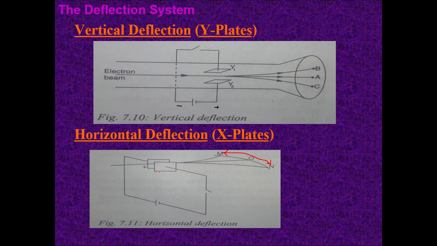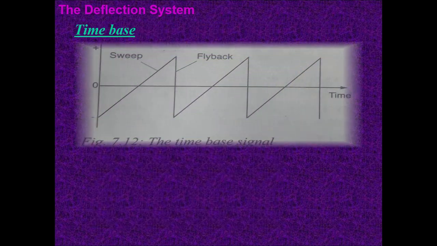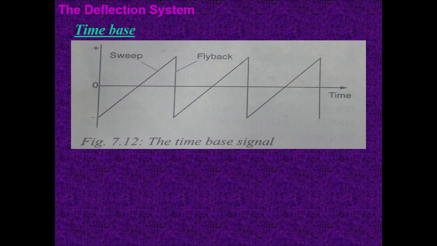Now, in the CRO, a voltage varying, as in the figure that you're going to see next, is applied to the X plates from a special circuit known as the time base. Let us introduce that. Time base. If we have this particular diagram, that simply gives us the graph of what we term as the time base. It's a special circuit which is applied to these X plates. Notice we said in the first case, if you have Y plates, you connect them to the Y input terminal. In this case, we are having a special circuit called the time base.